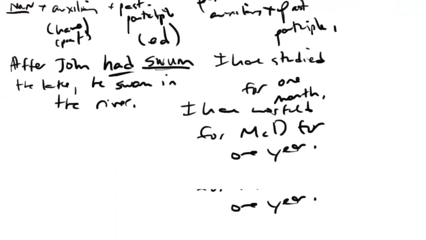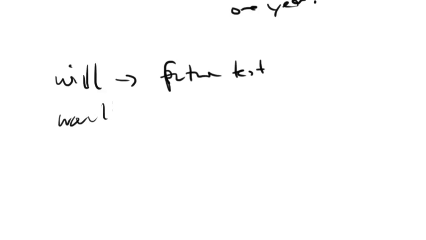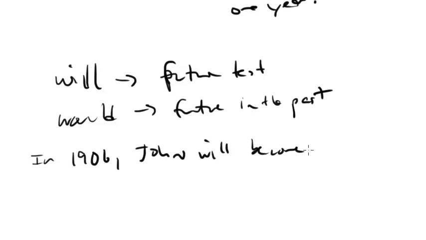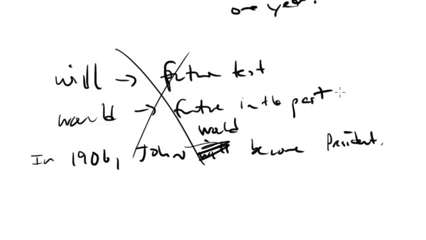Oh yeah, will and would. So you use will for future tense. You use would for future in the past. So something like, in 1906, John will become president. No, it would be, in 1906, John would become president. And similarly, it wouldn't be, I would go to the store. For future, it'd be, I will go to the store. But this isn't as important as the other stuff up here.